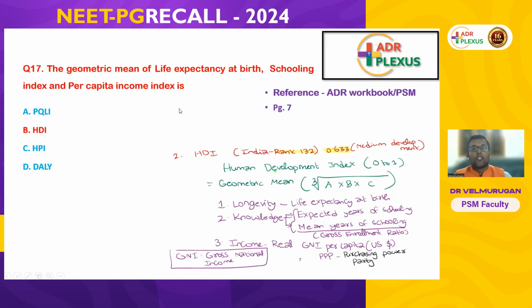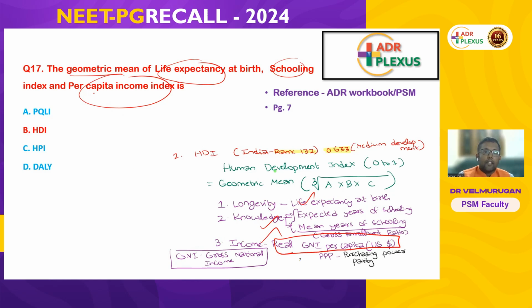So next question, the geometric mean of. So we have three things: life expectancy at birth, schooling index, per capita income index. So when you have three things: life expectancy at birth, it is the index of longevity, the index of knowledge as expected years of schooling and mean years of schooling, then income, real gross national income per capita. So whenever we have this income, it will definitely be HDI, it will not be PQLI. So PQLI will not have income. It has only three things.